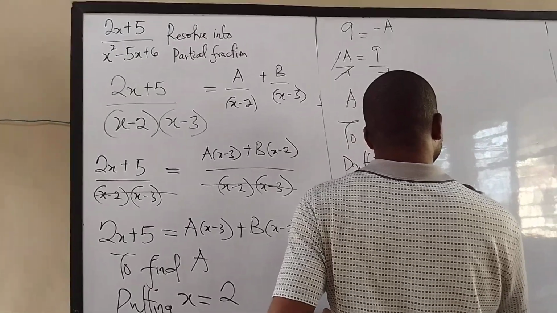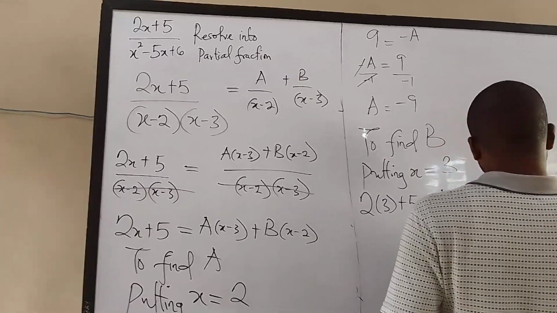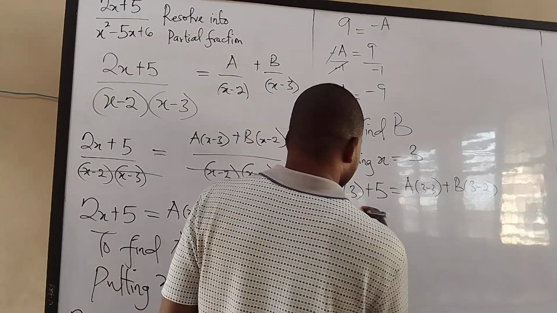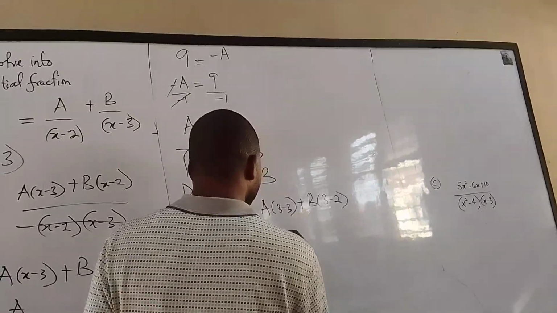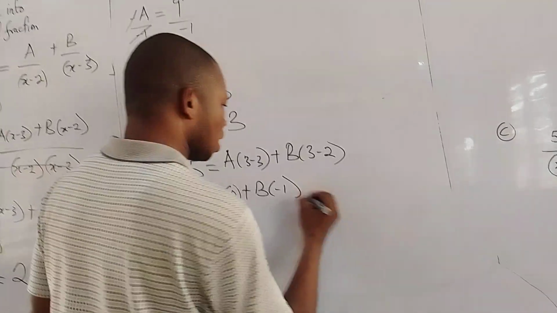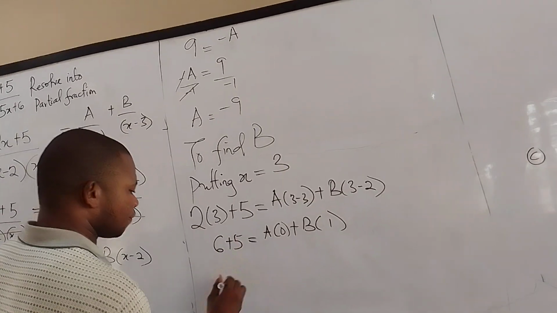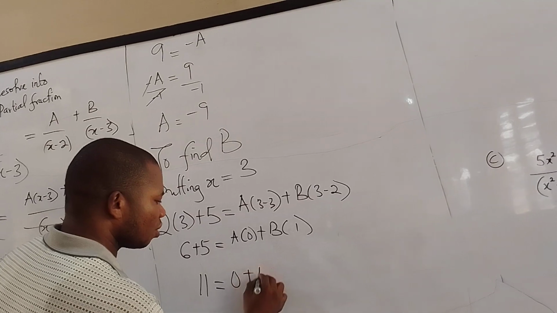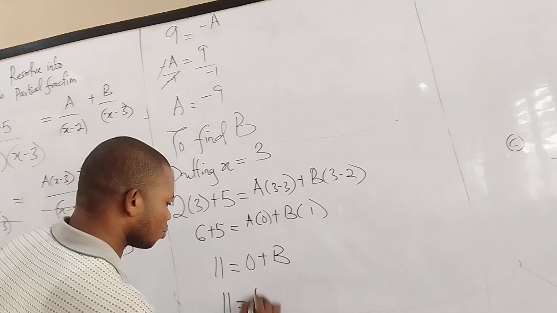I will now have 2x plus 5 becomes 2 into 3 plus 5 is equal to a into 3 minus 3, then plus b into 3 minus 2. So 2 times 3 gives me 6 plus 5 is equal to a into 0 plus b into 3 minus 2, which gives me 1. So I have 6 plus 5. What is that? 11 is equal to a times 0 is 0, plus b. That is b times 1 is b. So at the end of the day, we have that 11 is equal to b.